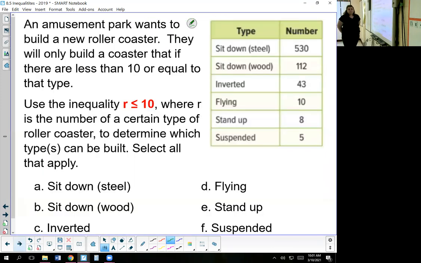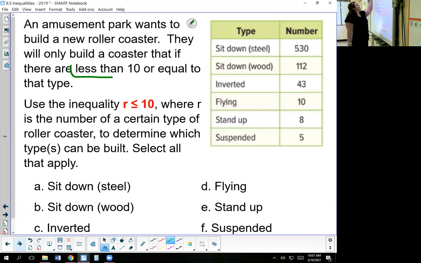Okay, next one. Again, same concept. I'm just trying to show you where this is coming from. So this is different types of roller coasters. They decided they're going to build a new roller coaster. We have to make sure there's less than or equal to 10 of that type for them to do it. You don't want to build more of the same type, right? You want to build something that's maybe not as popular.